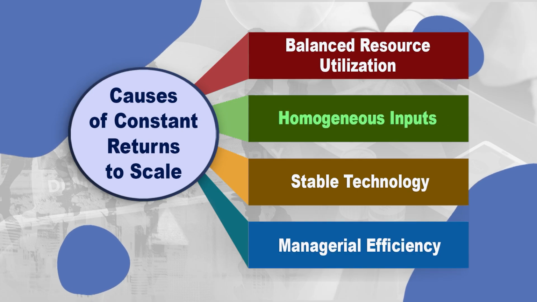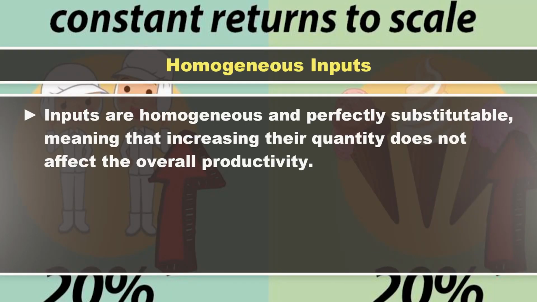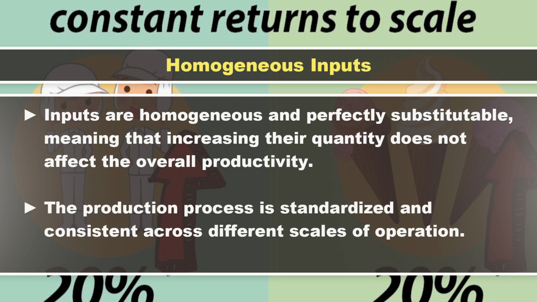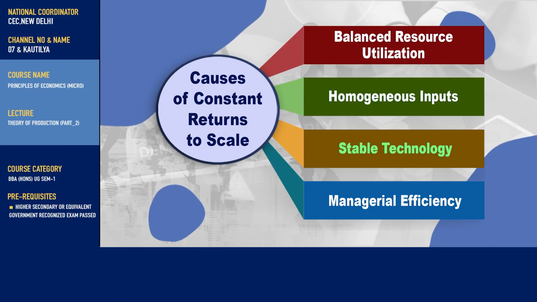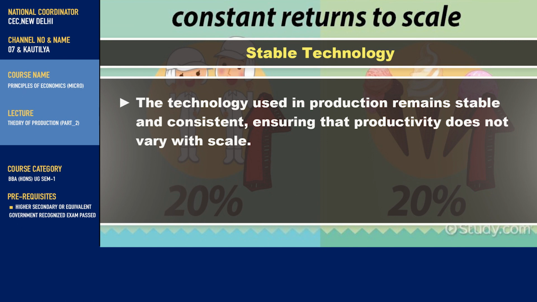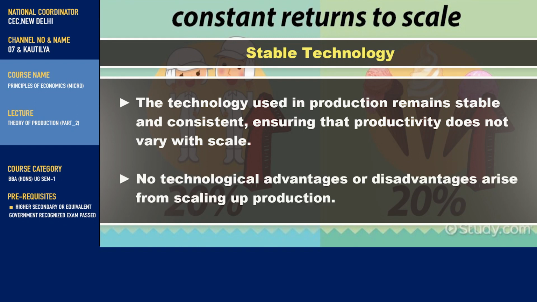Next is homogeneous inputs. Inputs are homogeneous and perfectly substitutable, meaning that increasing their quantities does not affect the overall productivity. The production process is standardized and consistent across different scales of operations. Stability of technology: the technology used in production remains stable and consistent, ensuring the productivity does not vary with scale. No technological advantage or disadvantage for that matter arises from scaling up production.